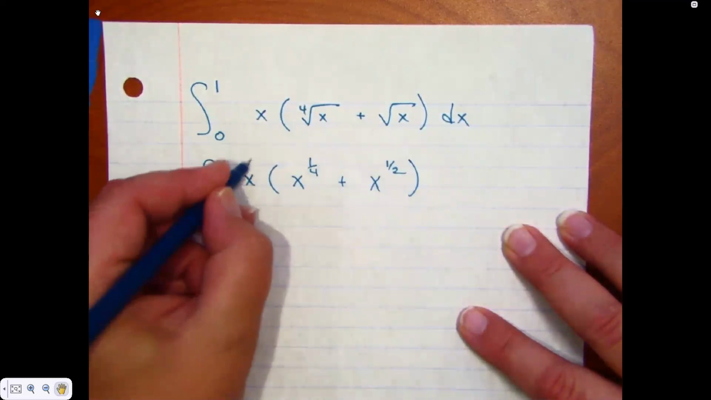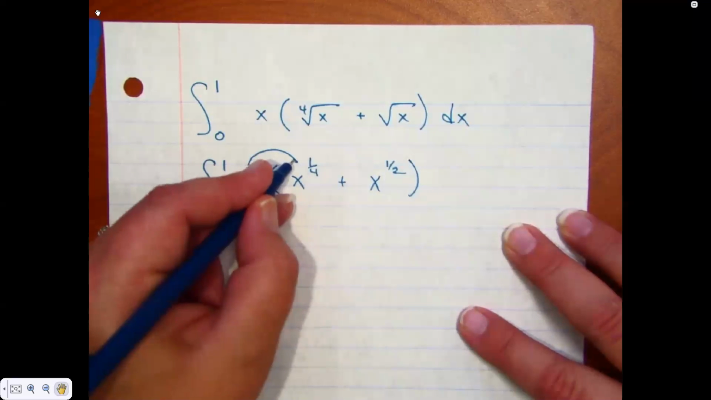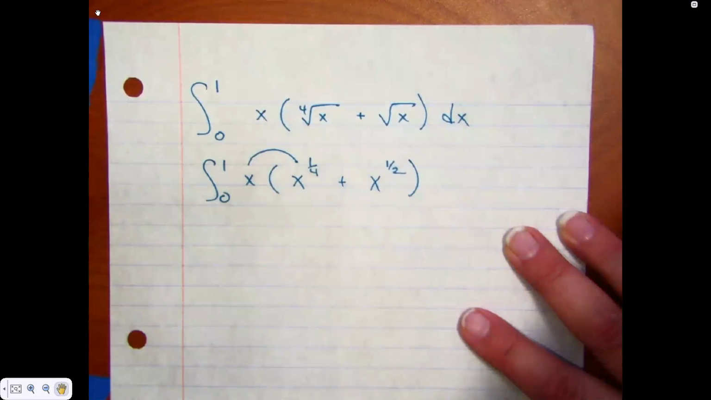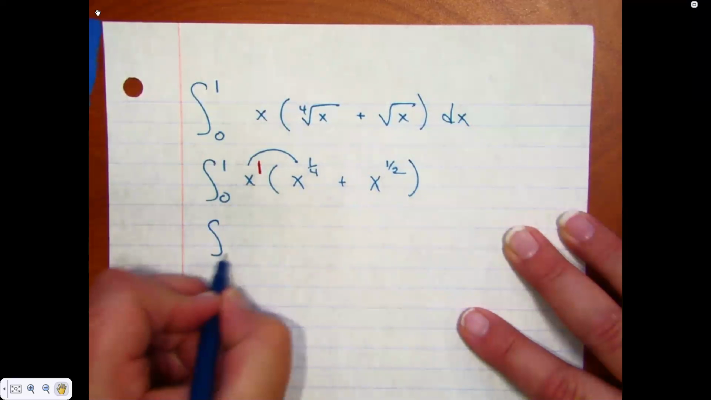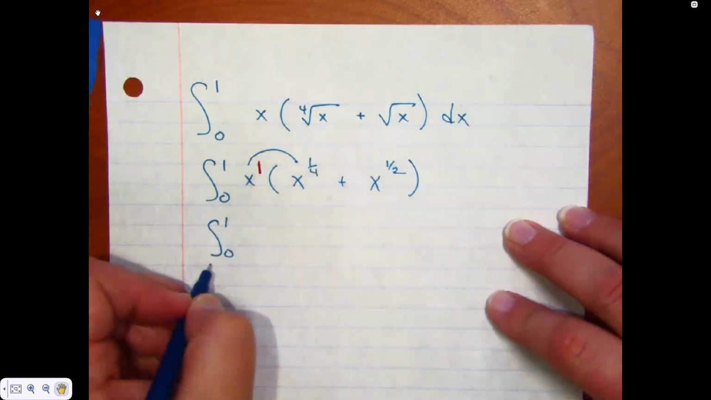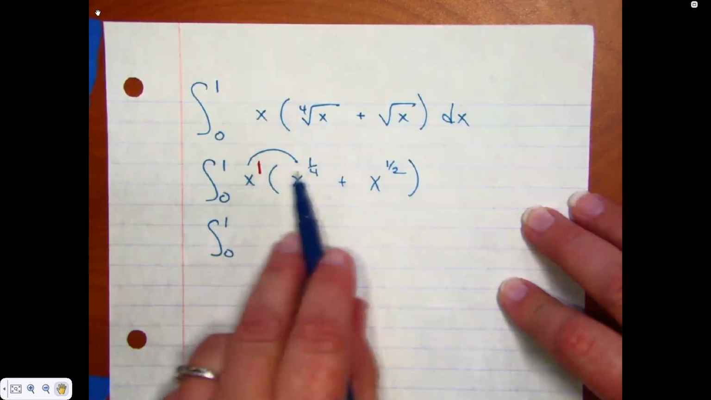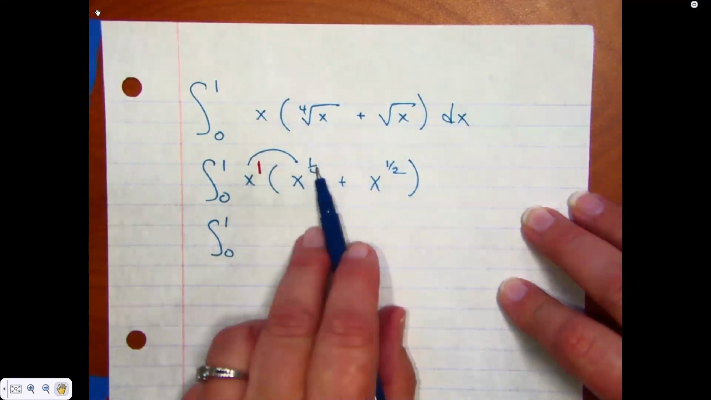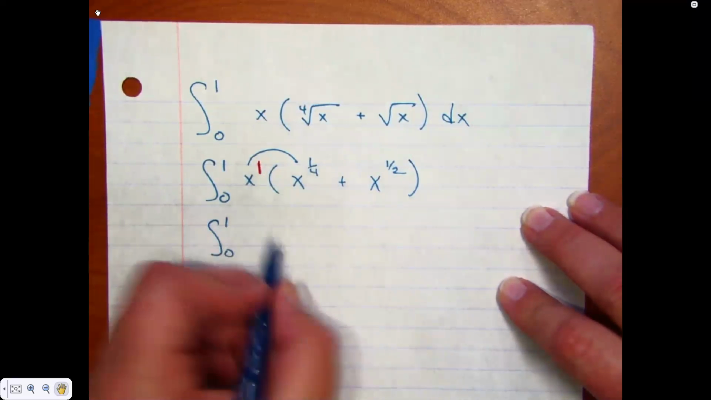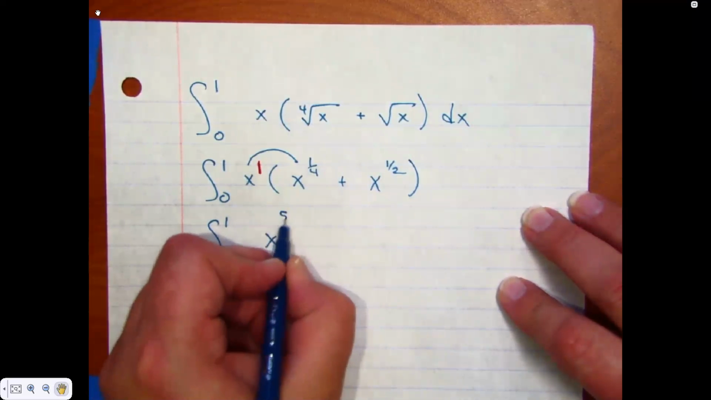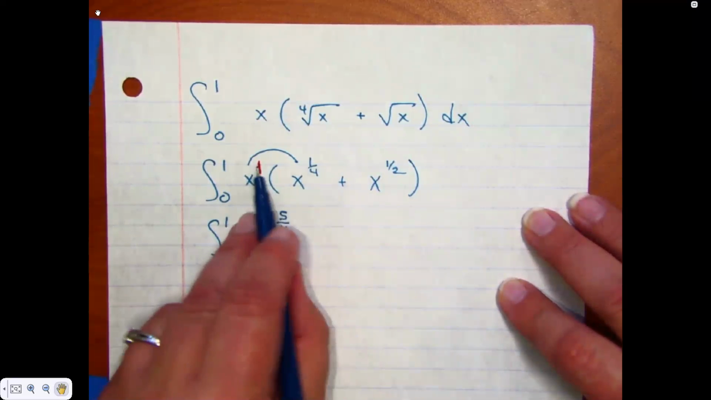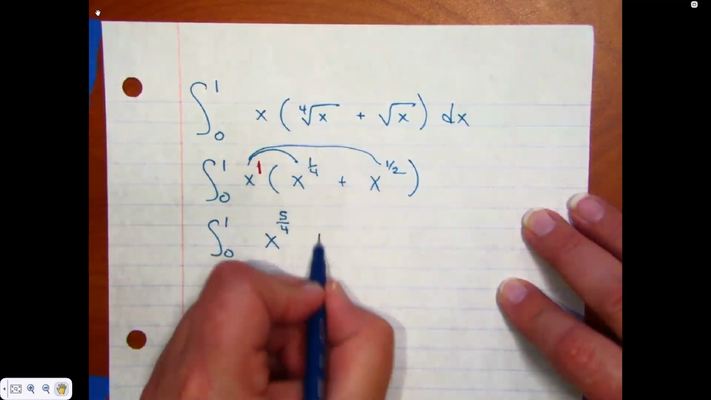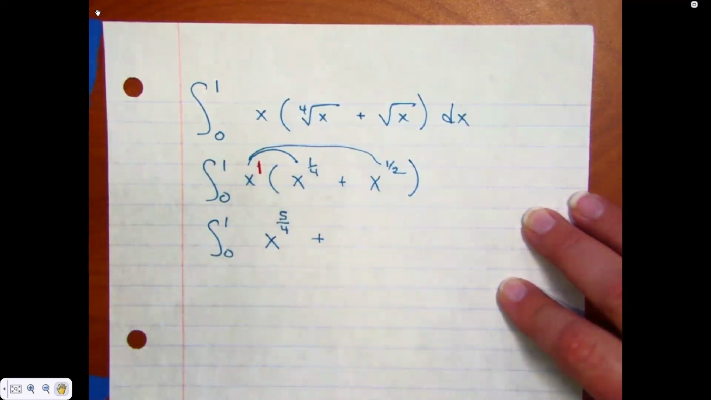But we can multiply. When we multiply, we add exponents. So this has a 1. We can still use the integral symbol because we haven't done anything with the antiderivative. When we multiply, we add exponents. 1 and a 4th is 1 and a 4th, or we usually write it as improper, which is 5/4. This is kind of crazy. And then we multiply here. When we multiply, we add. 1 and a half is 1 1/2, or 3/2.